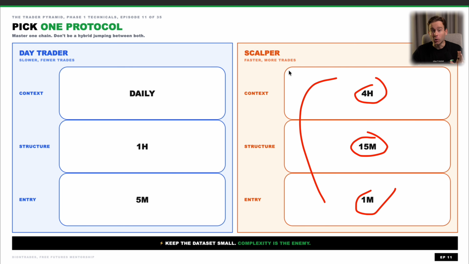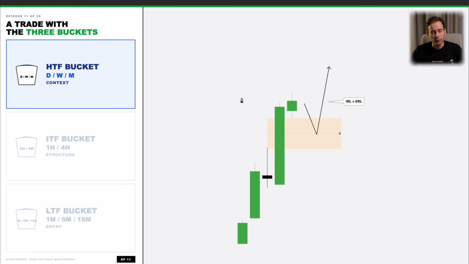This is the 10 AM game. And don't get me wrong, everything works, but it needs to work for you. That's why you just can choose and commit. Don't try to be a hybrid between those two, just choose one. Now let's actually apply these 3 buckets on the chart.